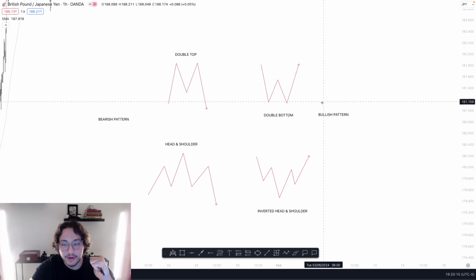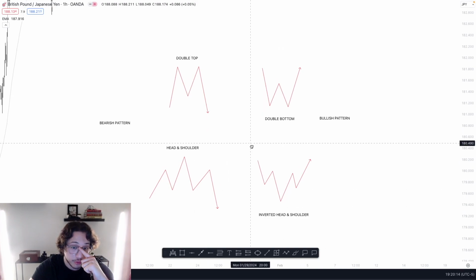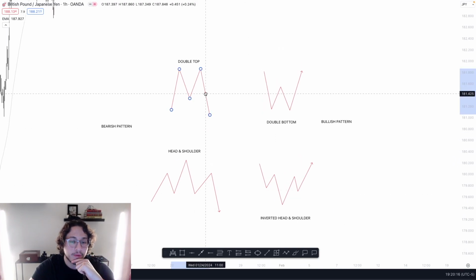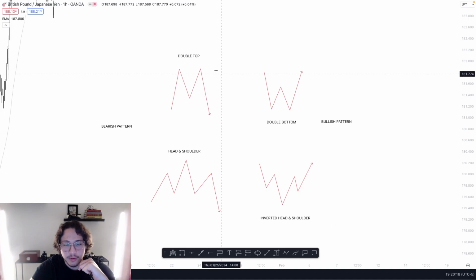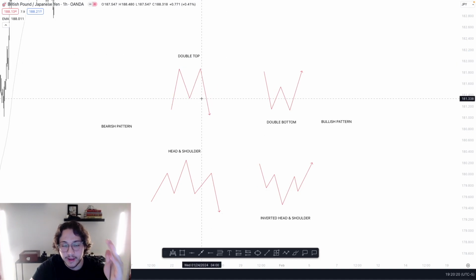We have bearish patterns and we have bullish patterns. We have the double top, head and shoulders, double bottom, and an inverted head and shoulders. So we're gonna go over the double top first. As you guys can see, the double top is shaped like an M.